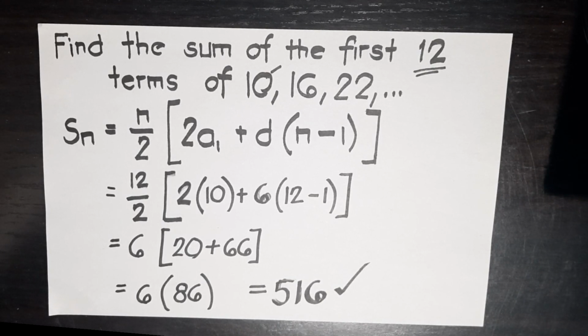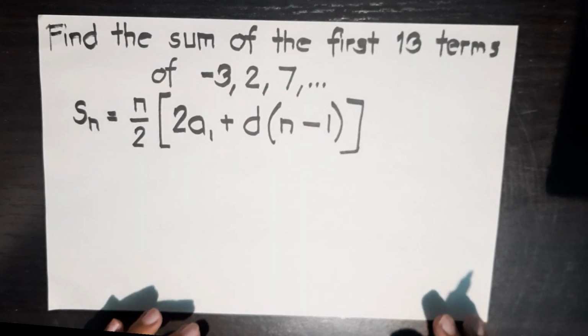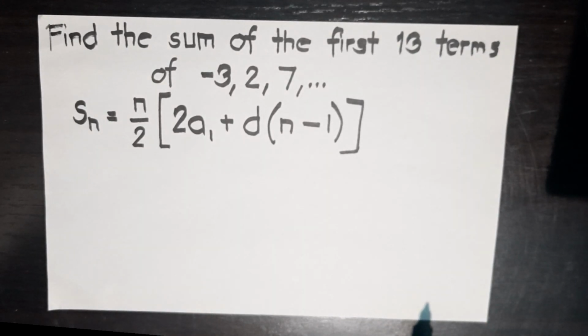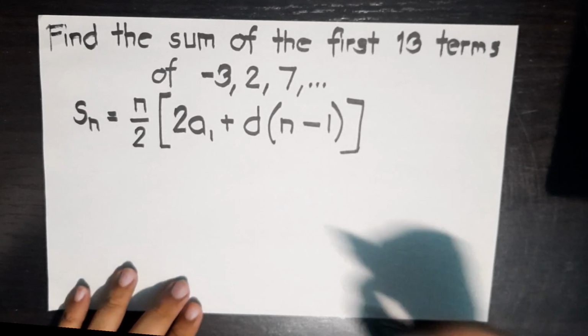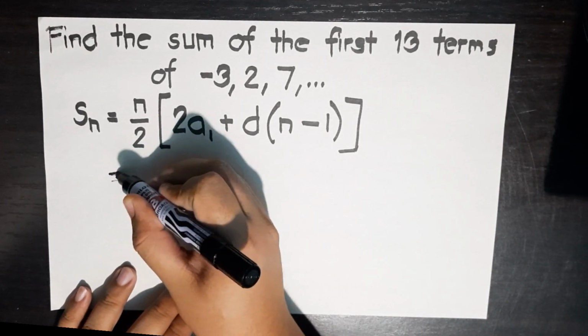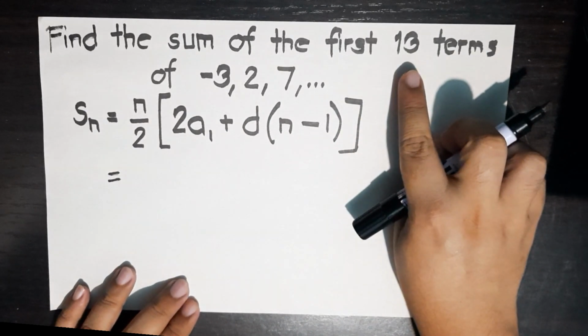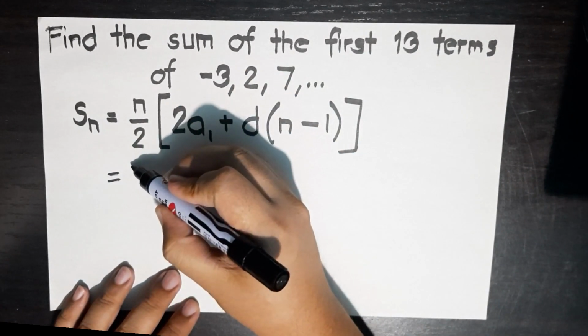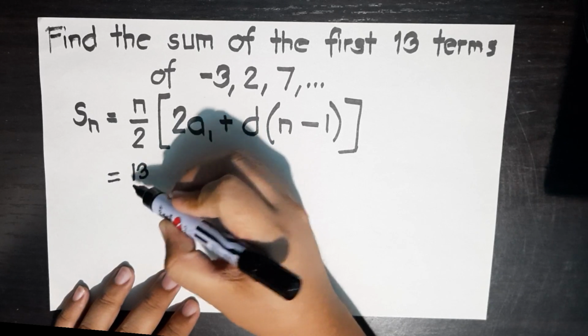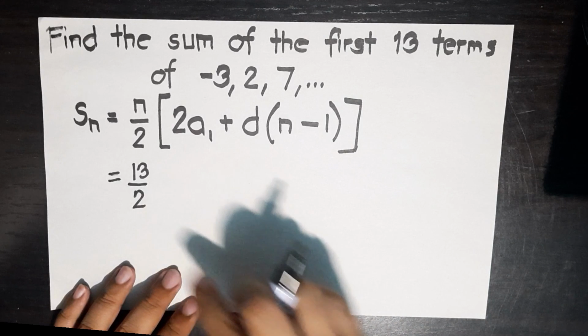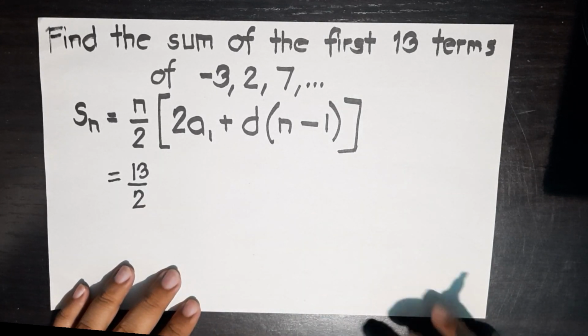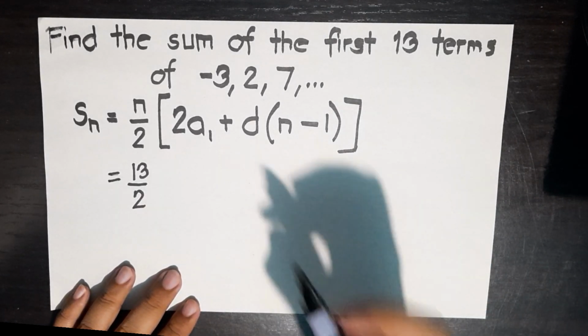Let's have one more example. Our last example is find the sum of the first 13 terms of negative 3, 2, 7, and so on. We'll go ahead and use our formula. Since we're looking for the first 13 terms, n is 13. As you notice, it would be easier if our n is an even number, but this time it is an odd number, so we'll go on with that a bit later.